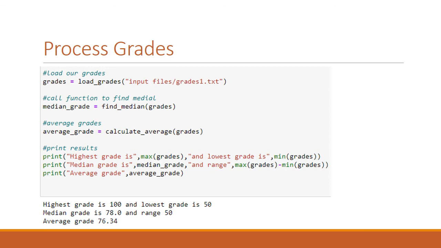So we say the highest grade, and we use the built-in max function to find the maximum grade, and the lowest grade using the built-in min function. The median grade is the grade that was returned from our find median function. We calculate the range by finding the difference between the max and the min, and we can print our average grade.